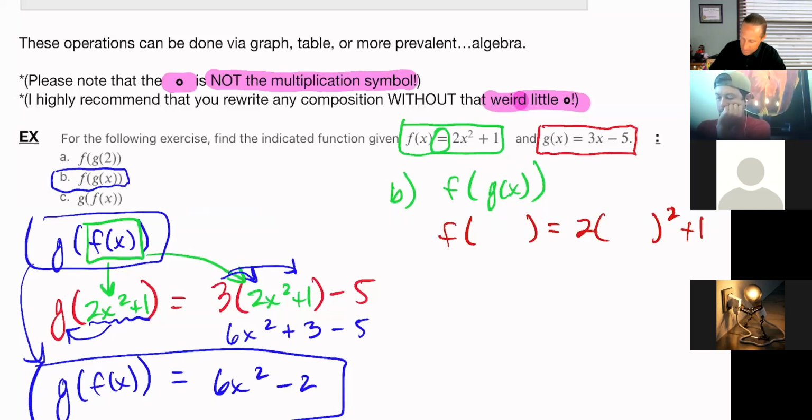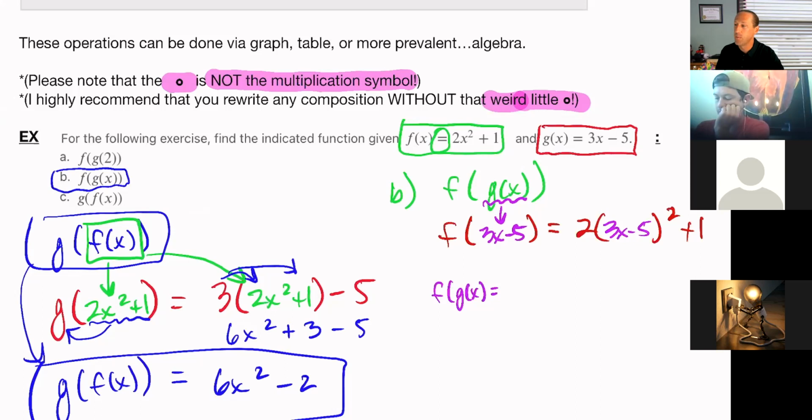What did they tell me to plug in for that? g of x, which is 3x minus 5. So I have my f of g of x situated. Now I need to know my order of operations.